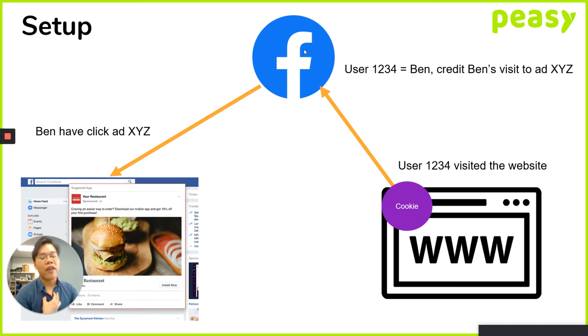So they go back and tell Facebook that, hey, user 1234 visited this website. And inside Facebook, because Facebook knows 1234 is Ben, because they are the ones who assigned that ID, they say, okay, Ben actually visited this website. And Ben a while ago had clicked on ad XYZ, which brings people to the website. So Facebook will then say, Ben visited the website because of ad XYZ. Does that make sense?